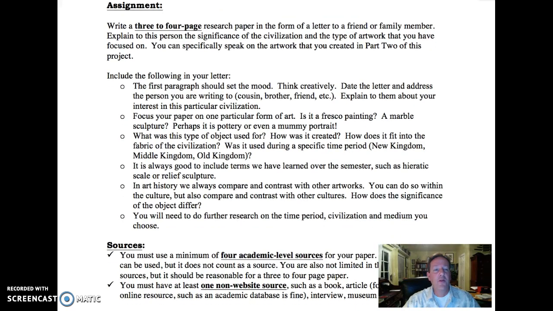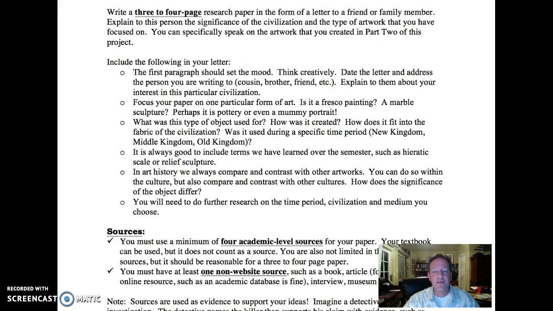So again, a 3 to 4 page research paper is what I'm looking for. And as far as that's concerned, you want to do a minimum of 3 pages, not including any endnotes or footnotes. You can write a 4th page if you want, but you want to do at least 3 full pages. Include the following in your letter.